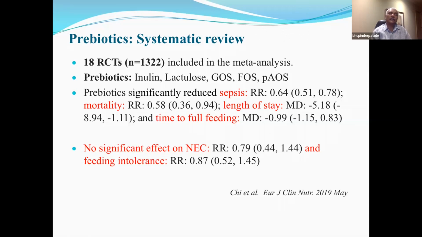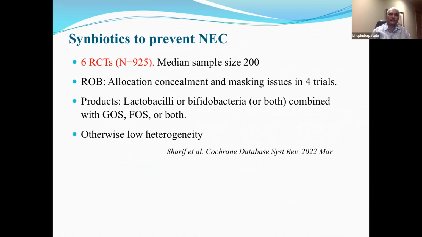feeding intolerance. Now, depending on whether you like systematic reviews or not, you can interpret the findings on NEC by simply saying the sample size is not adequate to know the effect on NEC. Optimistic people will say, yes, I can see that 1.44 in the bracket, but overall it says that I cannot rule out a possible benefit of prebiotics on prevention of NEC. So that's the current state of affairs in terms of systematic review of prebiotic RCTs.